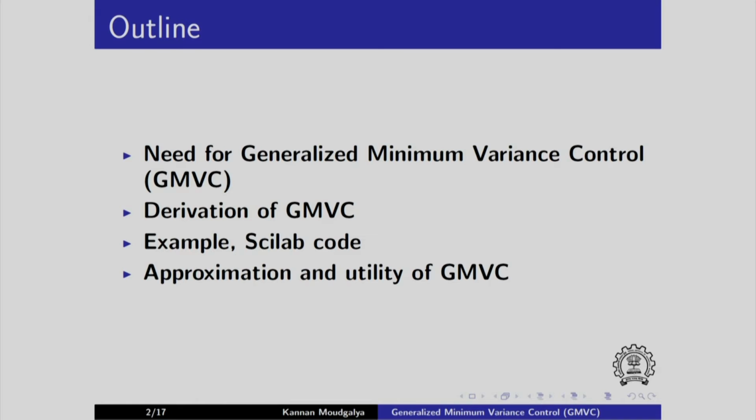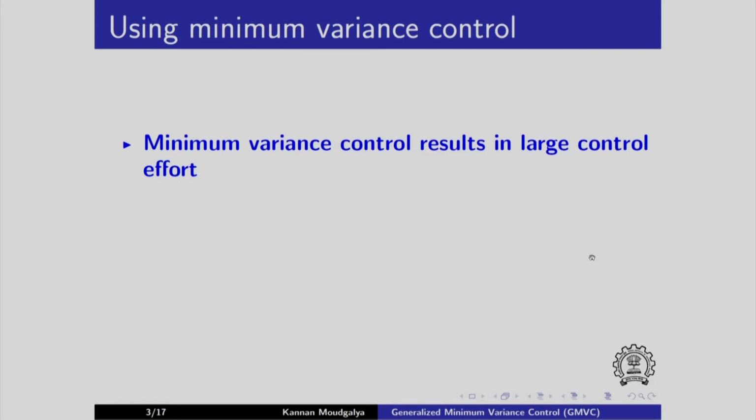Welcome to this presentation on generalized minimum variance control, abbreviated as GMVC. I will explain the need for it, we will derive it, and present an example with Scilab code. We will also discuss the approximation we will make and the utility in using GMVC.